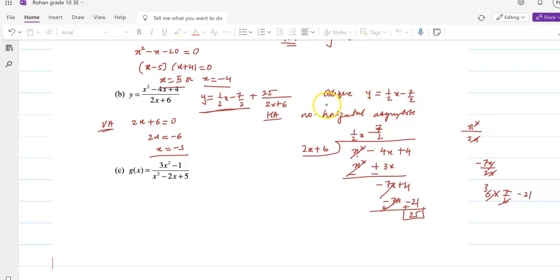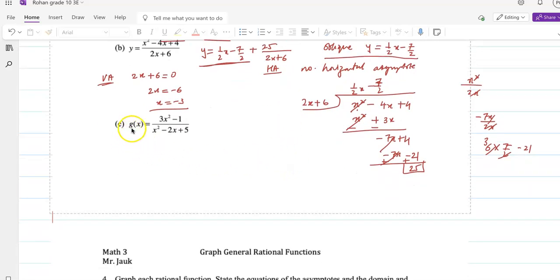So you graph it, and it will come exactly there. Graph the second one also: 0.5x minus 3.5. That line will come there. So you find the oblique asymptote by doing long division. That's the quotient. y is equal to the quotient, and you don't include the remainder.